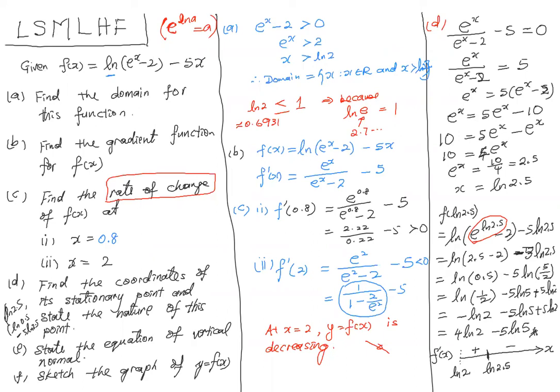Ln 2.5 is around 0.9, correct? You use your calculator. For this part, I allow you to use your calculator. So we can say that this point is ln 2.5 and 4 ln 2 minus 5 ln 5 is the local what? Maximum. Yes, thank you.